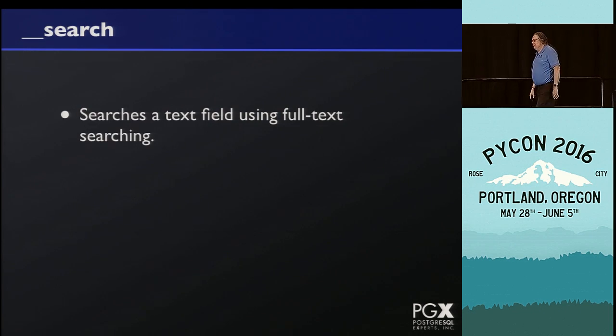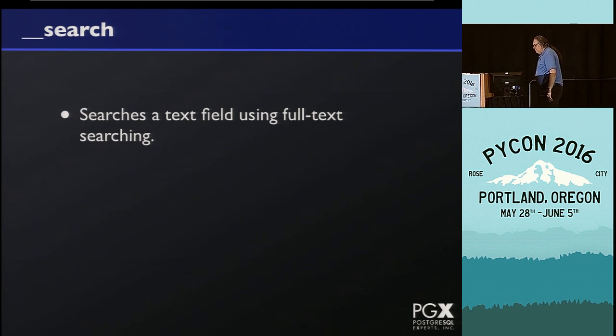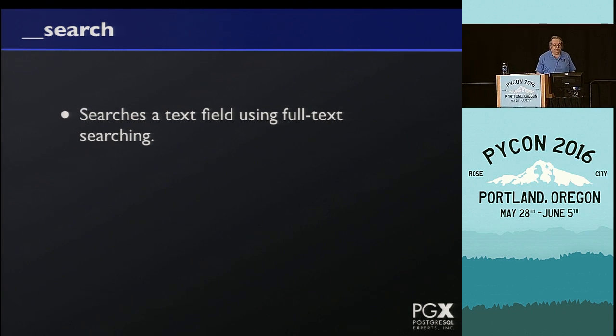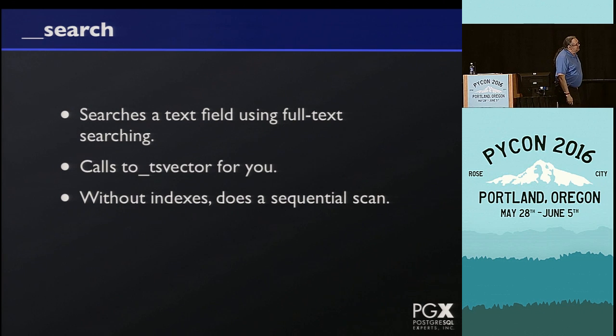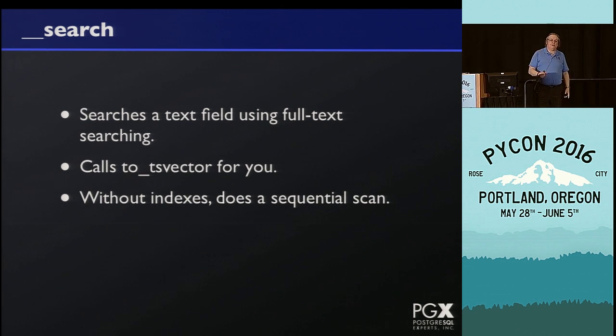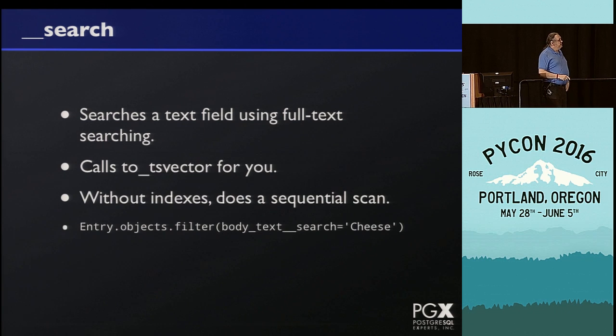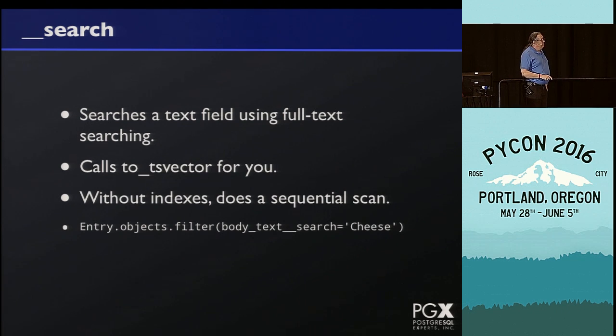The basic thing we get with the new full-text search functionality is this operator for query sets called search. It calls toTsVector for you. Unfortunately, without any indexing, it does do a sequential scan. It picks up each record, takes that field, turns it into a TS vector, applies the full-text search operator, and returns it. And as you can imagine, this is not super fast. It looks something like this: for the field body text, do a full-text search of everything that has the word cheese in it. This is from the docs.